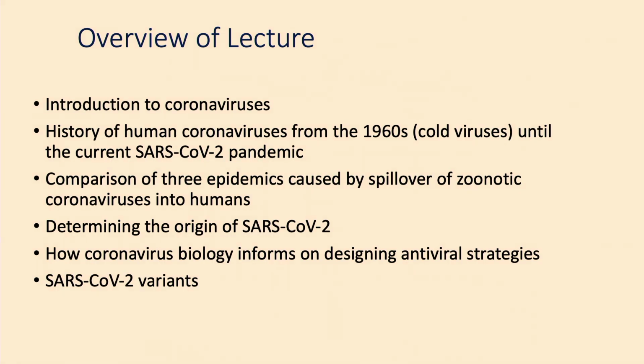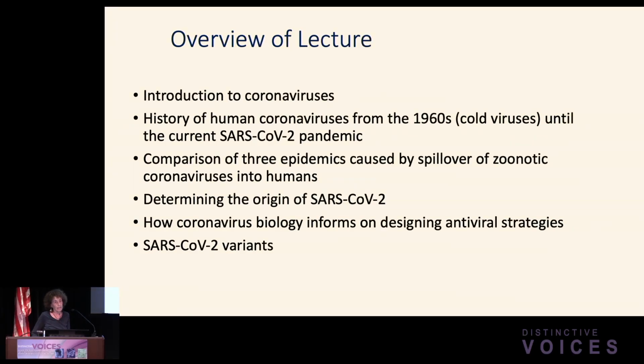So here's an overview of the lecture. I'm going to give a brief introduction to coronaviruses, then a sort of history of human coronaviruses from the 1960s until the current SARS-CoV-2 pandemic. So they've been around for a long time. And then a comparison of the three epidemics caused by spillover of zoonotic coronaviruses into humans, and then a little bit on determining the origin of SARS-CoV-2, which has been controversial, and then how coronavirus biology informs us on designing antiviral strategies, and then at the end, just a little bit about SARS-CoV-2 variants and a little bit of work from my own lab.